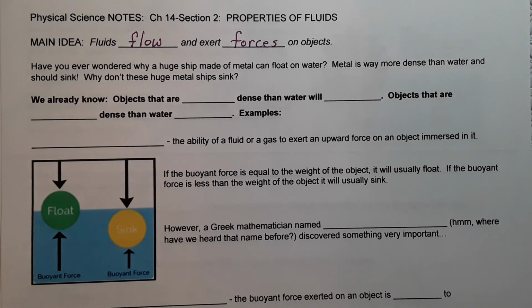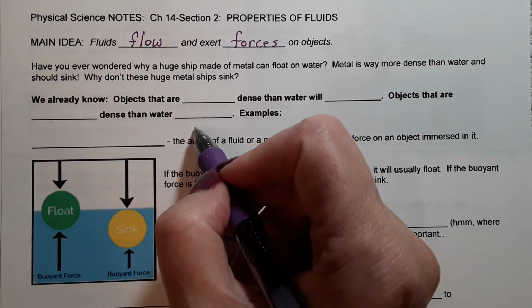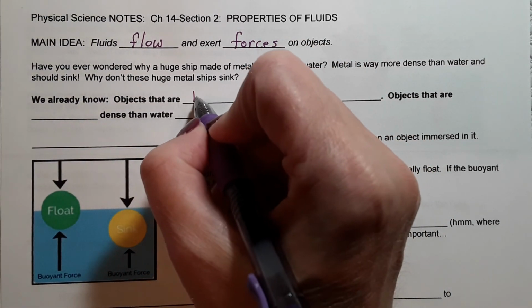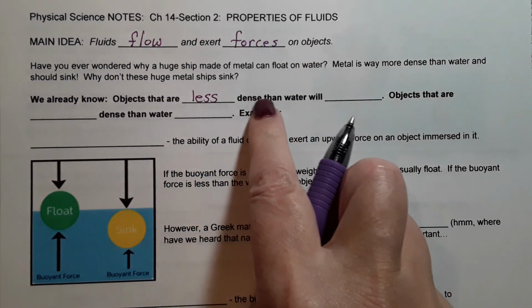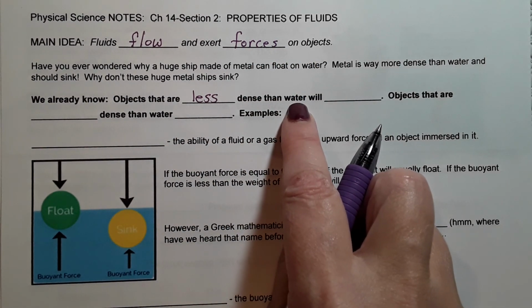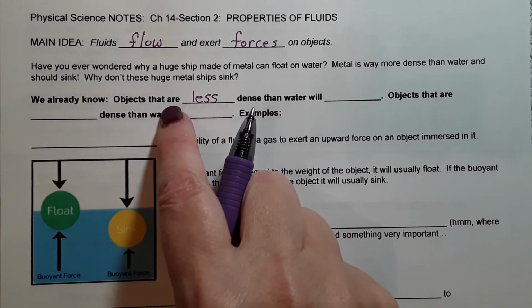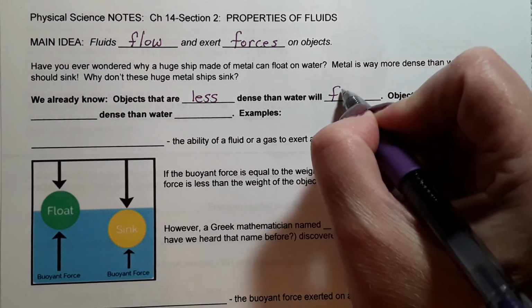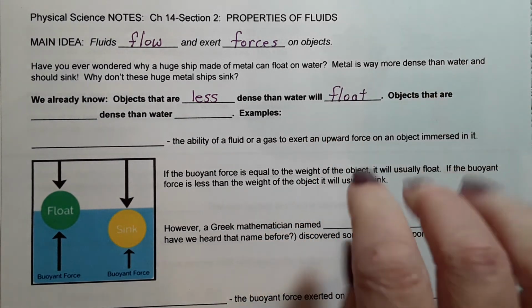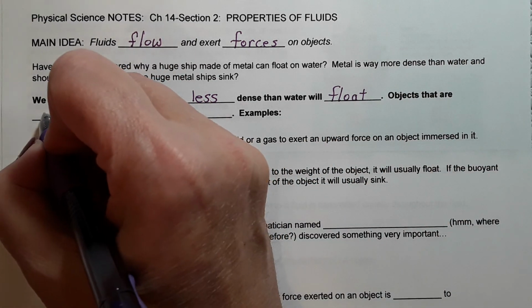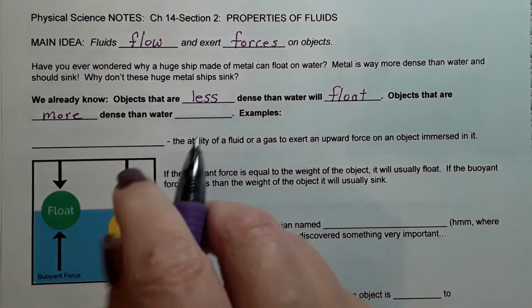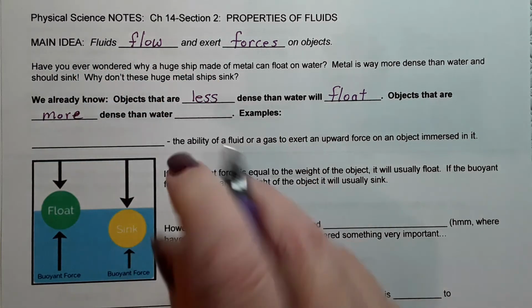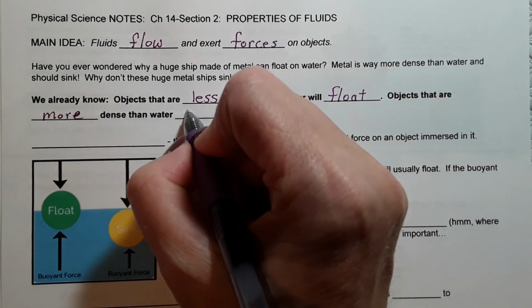Well, let's take a look at what we already know about objects versus fluids. If you have an object that is less dense than a fluid like water, water has a specific density, and if an object has a density less than that, the object will float. We also know that objects that are more dense than water, like a penny, will actually sink.